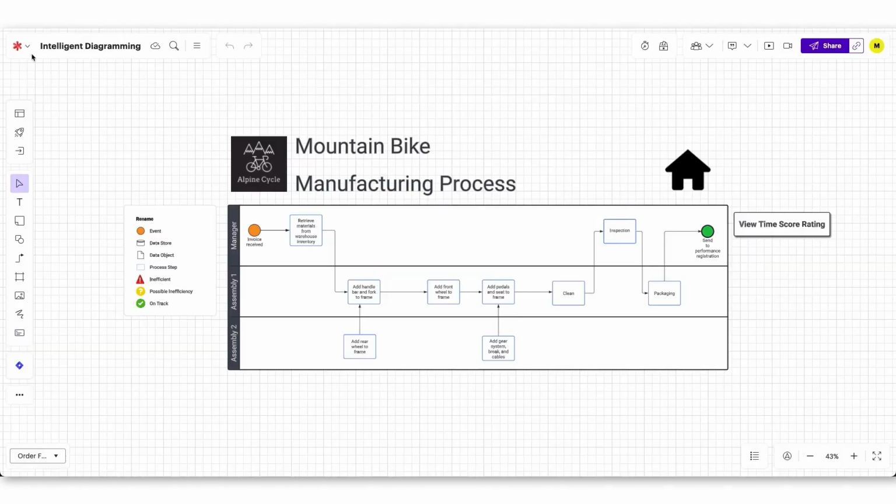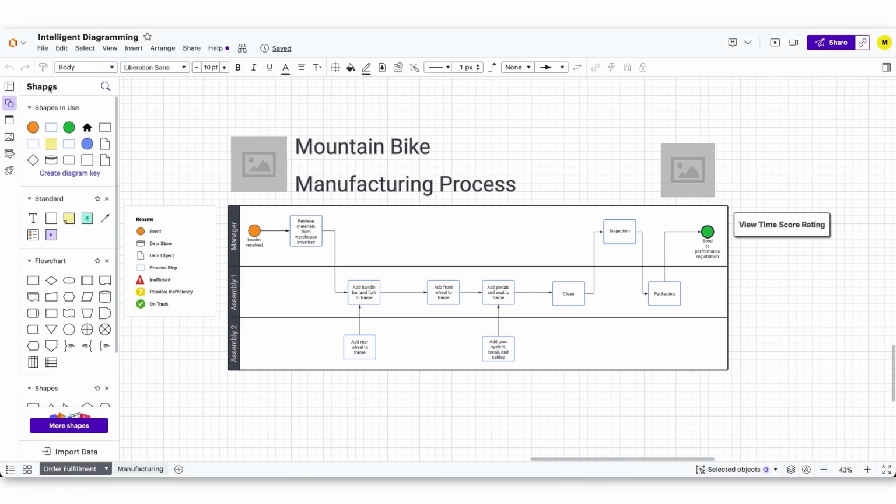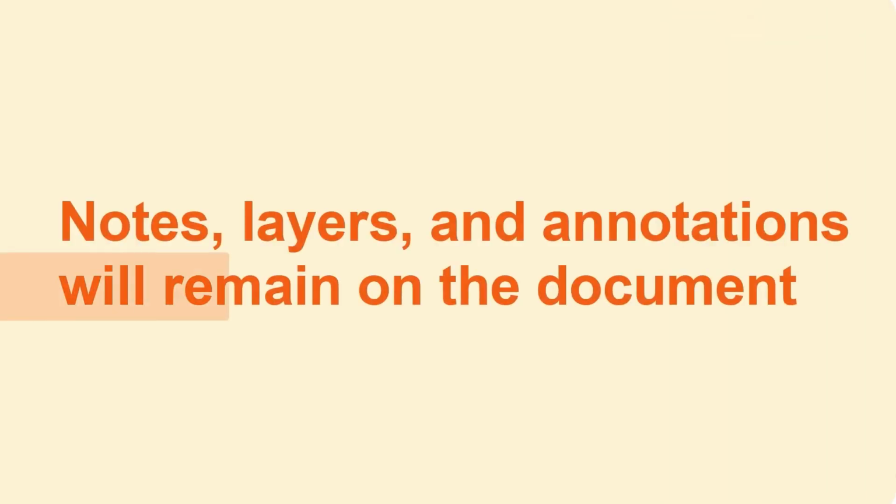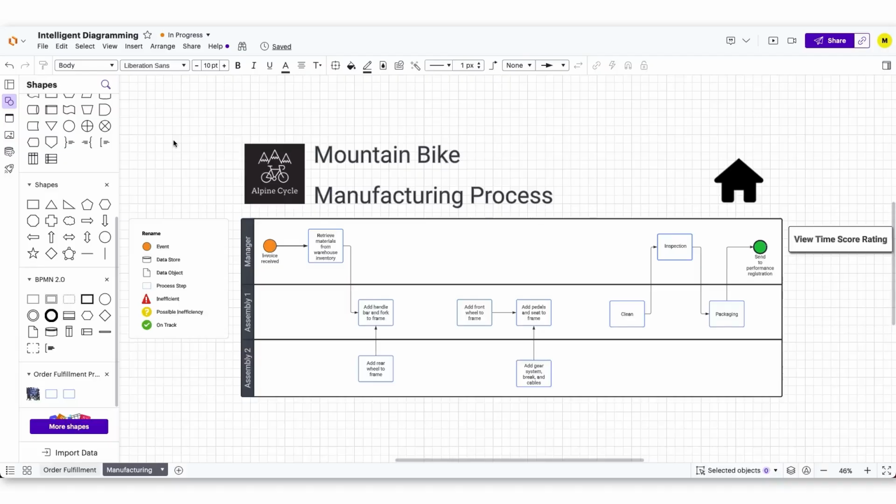Since we're gearing up to change a few things in our process, we're going to take this design session into Lucidchart, where we have access to more shape libraries and functionality for making our diagram intelligent. Any notes, layers, and annotations will remain on the document, making it easier to incorporate feedback. We review the solutions we came up with in Lucidspark and work as a team to find ways to build it into the process to fill the gaps necessary.